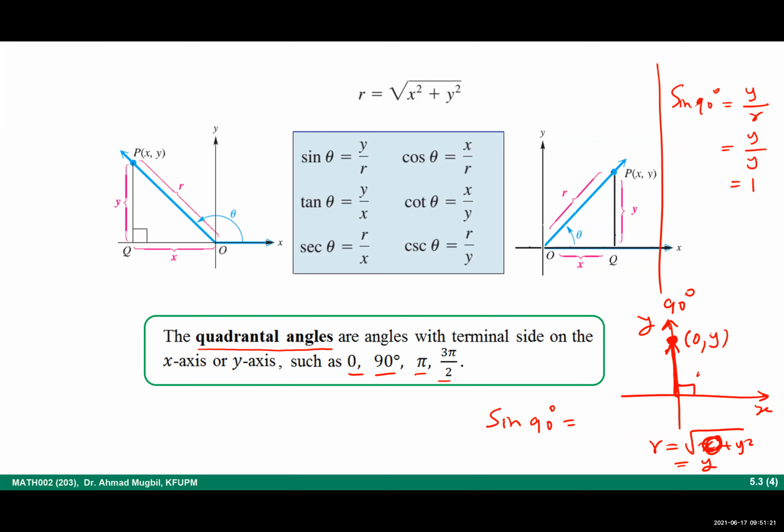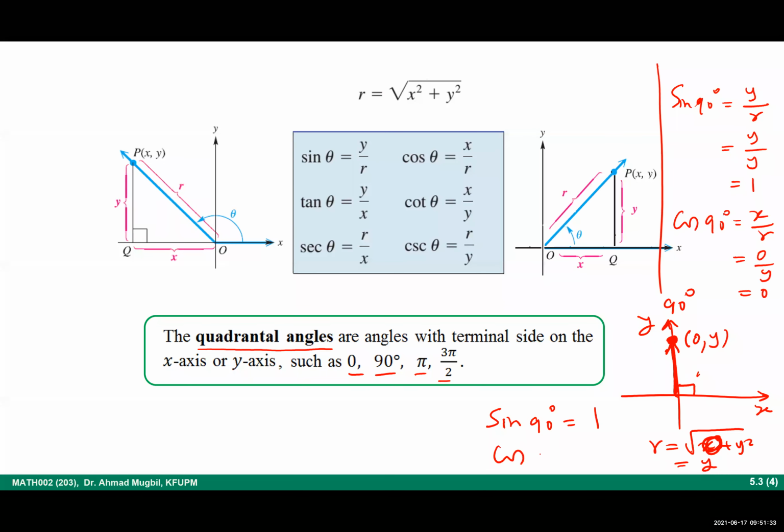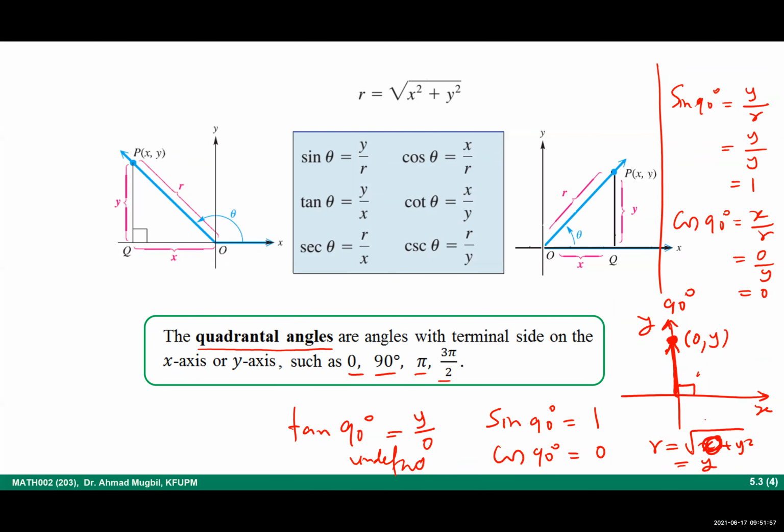Sine 90 is 1. And cosine 90 will be what? x over R. x is 0 over y, which is 0. So now we know that sine 90 is 1 and cosine 90 is 0. In this case, what will be the tangent of 90? It will be y over x, so y over 0, which is undefined. So we don't have a tangent for 90. This is why I should mention that some trigonometric functions are undefined.